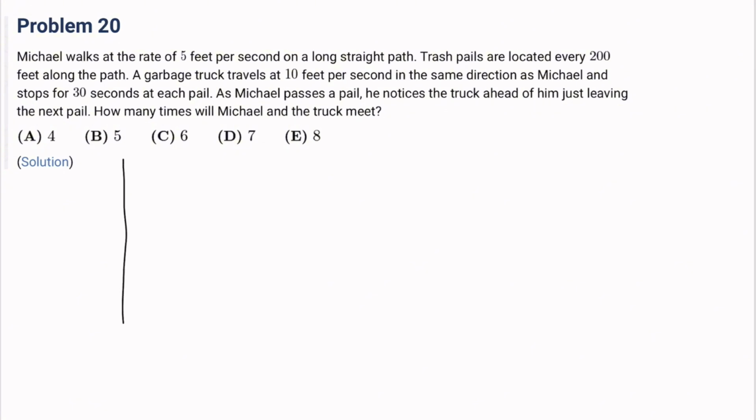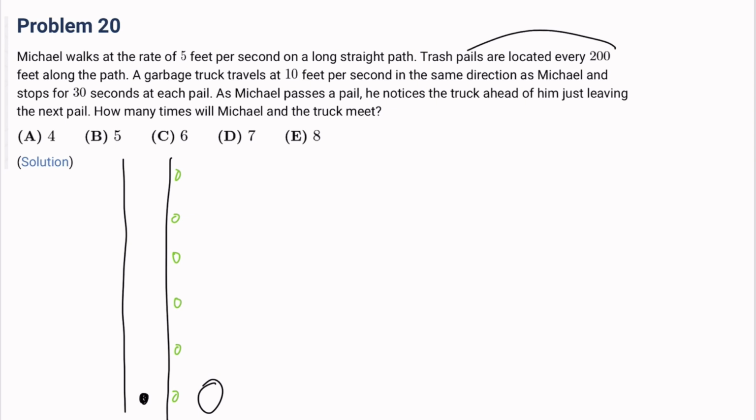Okay, so if we have the path like this, we have Michael here, and we have the garbage truck there, and then we have trash pails every 200 feet, like that, right? Since the truck travels at 10 feet per second, but the pails are located every 200 feet, this means the truck will take 20 seconds to get to the next pail.